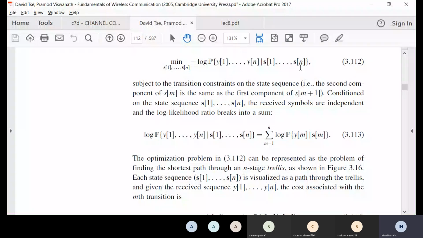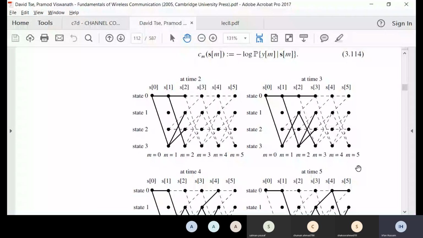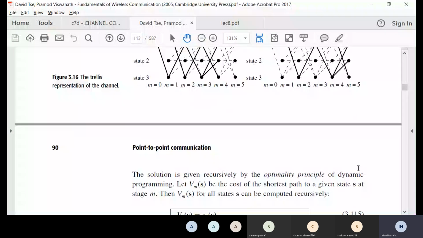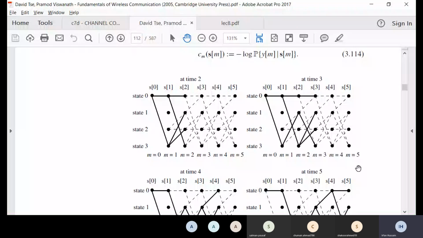So this optimization problem, or in other words maximizing this, can be represented as a problem of finding the shortest path through the n-stage trellis shown in figure 3.16. So again you have not learned about this trellis. Maybe you might have done in your previous courses, but students would not have done, so I would go through it. So we will see in a while that maximizing this probability or minimizing them with negative is to find the optimum path in this trellis.